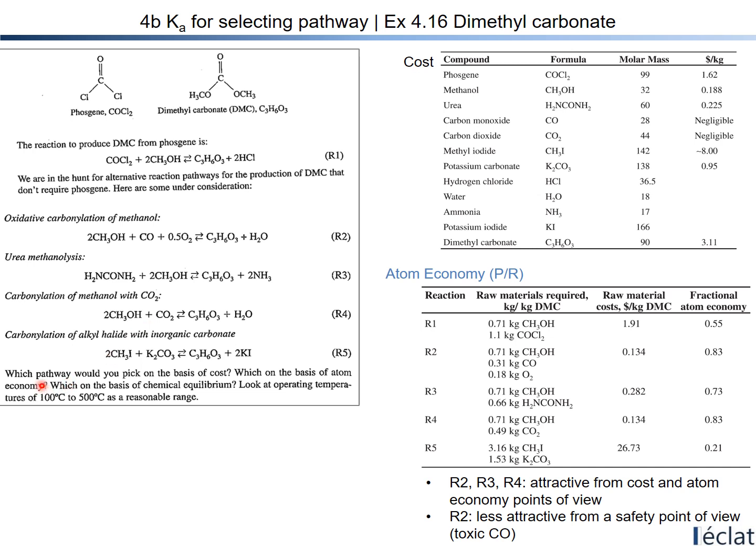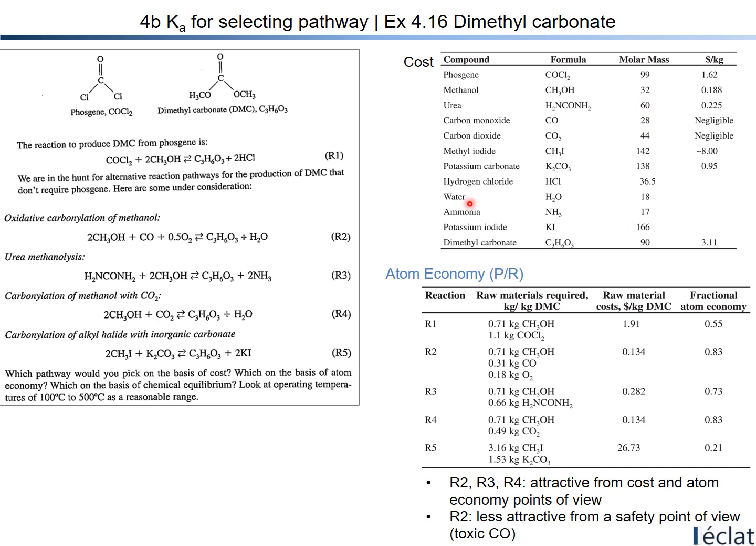The question is which pathway would you pick on the basis of cost? So the first criterion is cost for selecting pathways. The second one is which on the basis of atom economy. The third one is which on the basis of chemical equilibrium, that is to say Ka, the equilibrium constant of activities. Look at an operating temperature of 100 Celsius degree to 500 Celsius degree as a reasonable range here.